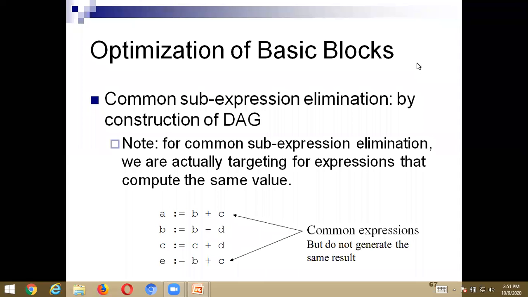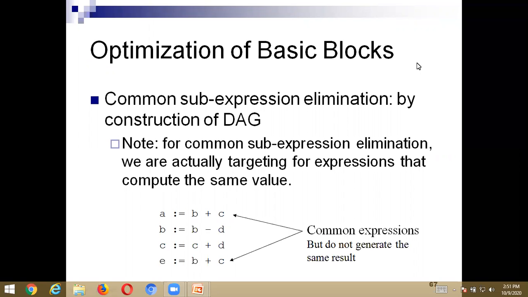I already explained common sub-expression elimination, but I'm repeating it: it is an expression appearing repeatedly in the program, which is computed previously. Make a note of this. We can call them common sub-expressions in the given expression. One thing to remember is that for eliminating common sub-expressions, we are targeting expressions that compute the same value.